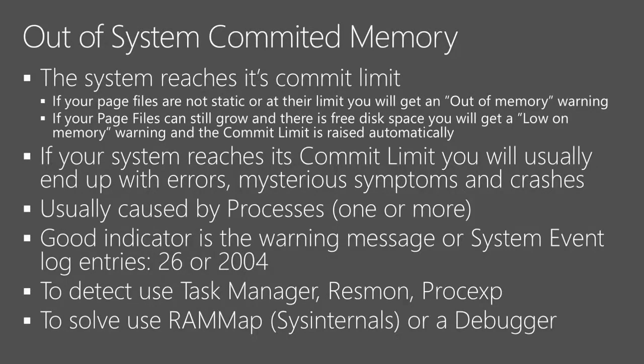What starts to happen is that if you get an error on Windows that says you're running low on memory, that means that you reached your commit limit but your page files can still grow. So you haven't changed your page files to static sizes, or they haven't grown to their maximum size yet, and you have disk space. Then it will actually automatically grow the commit limit. And only when it reaches the commit limit and you have no space to grow your page files anymore, then you will get the out of memory. Not low on memory, but out of memory. You can even see this in the event IDs if you want.